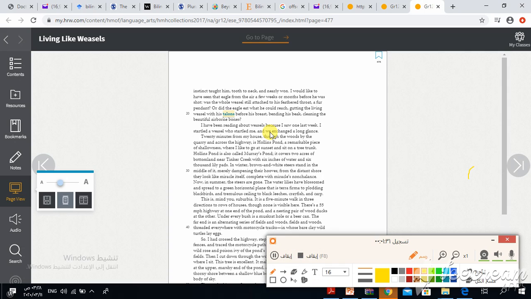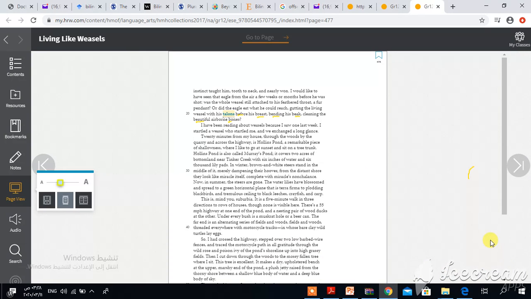Well, right now we can notice that we have repetition for before, breast, bending, beak, and beautiful bone. Okay, guys, so right now we can ask ourselves a question: is the repetition at the beginning? Yes, it is at the beginning. So in this case, it is alliteration, because it is at the beginning of each word.